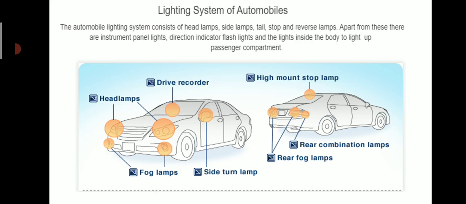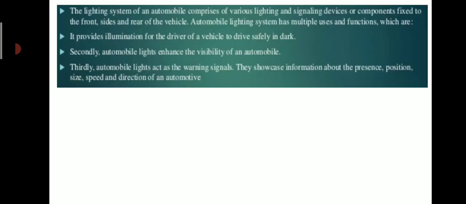This picture shows you the various kinds of lights that are used on the exterior side of a vehicle. You will see the location of headlamp, fog lamp, side turn lamp, rear fog lamp, rear combination lamp, high mount stop lamp. So these are the various types of lightings or lamps used in a vehicle. The lighting system of an automobile comprises various lighting and signaling devices or components fixed to the front side and rear of the vehicle.